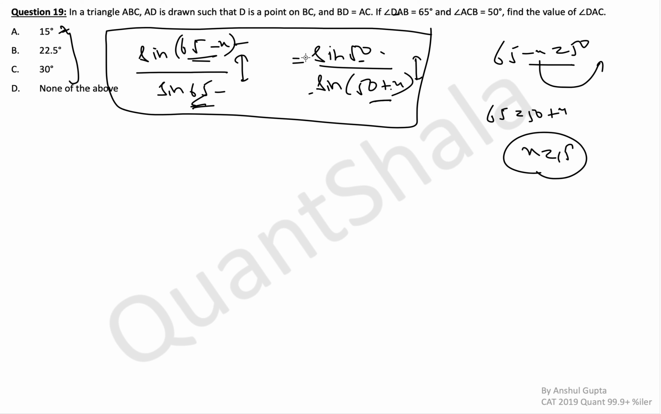Obviously, because the differences are common. So you get x as 15. X is an option 15, so the answer will be 15 in this case simply. Just to verify, what you will do, you will again put 15 here.